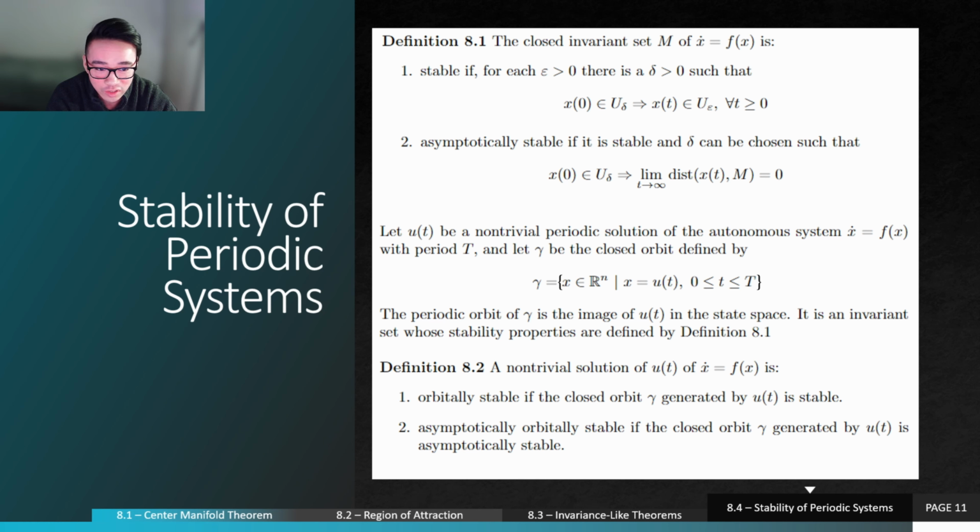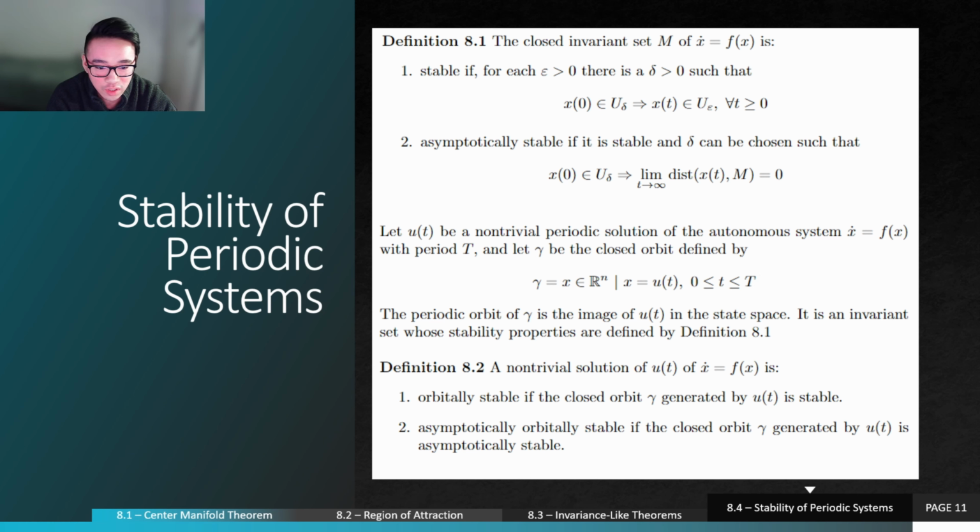And 2, asymptotically stable if it is stable and delta can be chosen such that x at 0 within this delta neighborhood implies that the limit as t tends to infinity of the distance between x of t's trajectory and the set M tends to 0. This definition actually reduces to our definition of stability that we determined earlier in our course when M is an equilibrium point. We can also see if there's a function V which is 0 on M and positive in some neighborhood of M excluding M, and if the derivative is negative semi-definite, we have stability as in our examples we've seen in the course. Further, if V dot is negative in the neighborhood excluding M, then M is asymptotically stable.